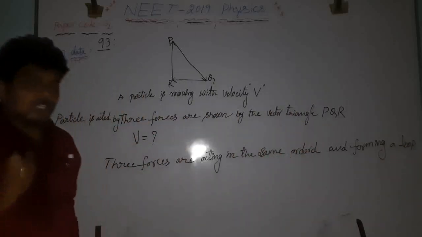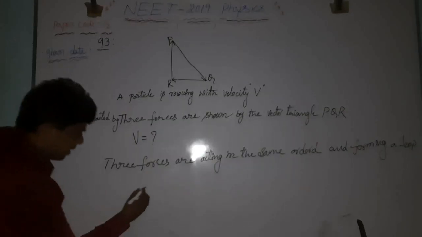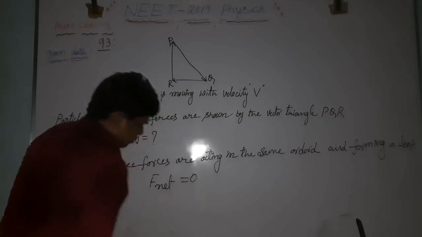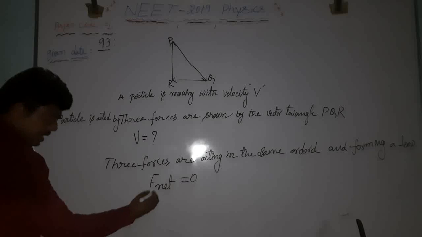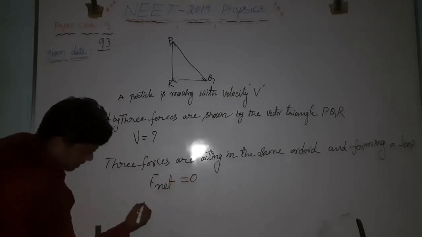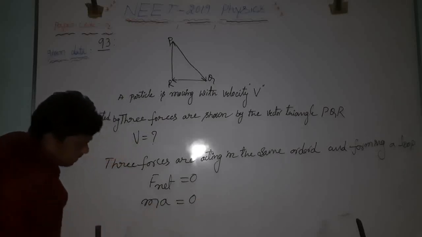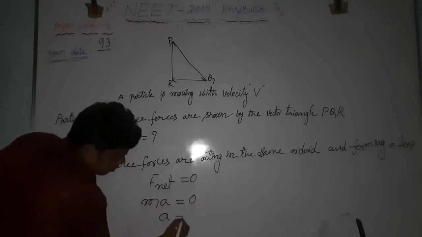When the forces are acting in the same order and form a loop, then the net force is equals to 0. Net force acting on the particle is equals to 0. When the net force is equals to 0, force is equals to what? Mass into acceleration is equals to 0. Acceleration is equals to 0 by m. A is equals to 0.